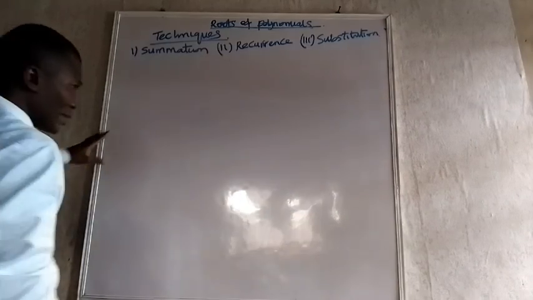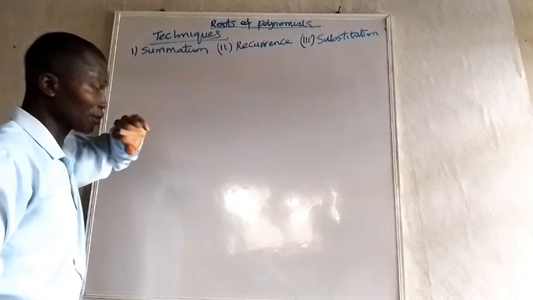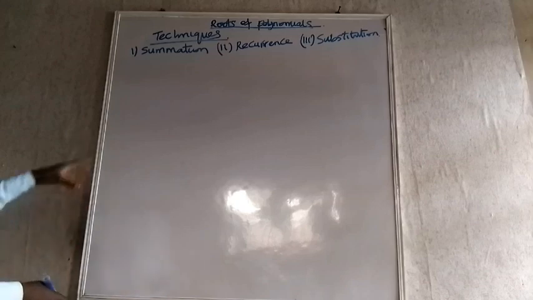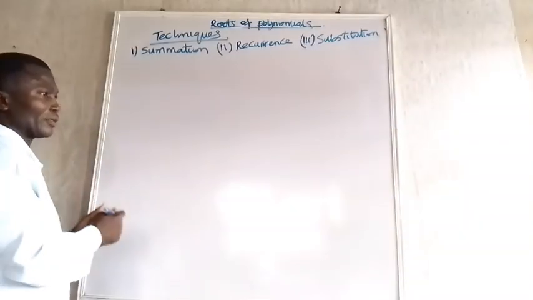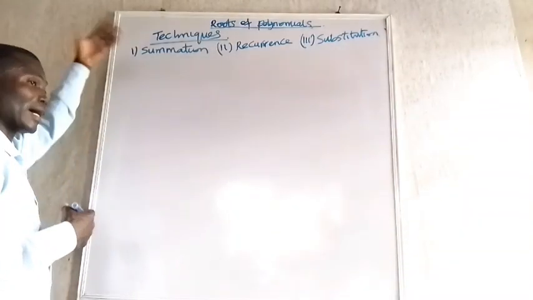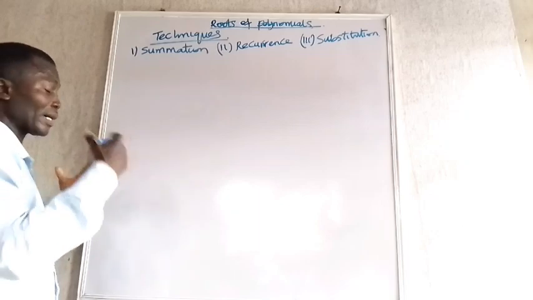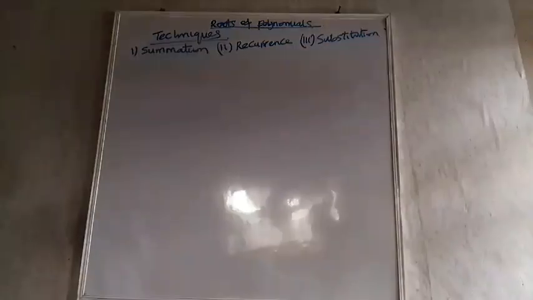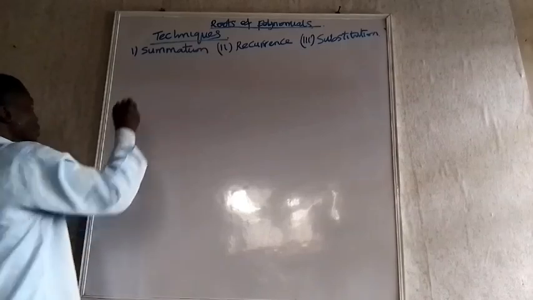Now let's talk about these techniques. I have summation, recurrence, and substitution. The summation and recurrence, we have made mention of them. But I want to go a bit broader now, so that you will see how it is applied even in higher levels. By the time you get to the bigger or higher powers of polynomials, you will see it will make the job fun. Now let's look at summation.